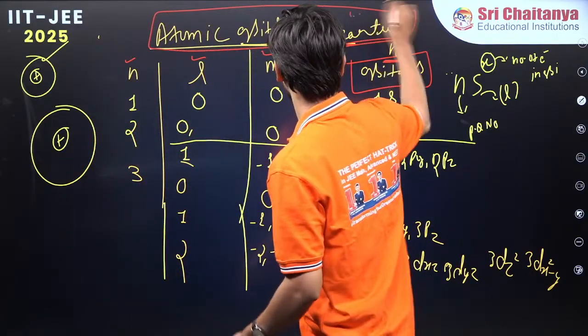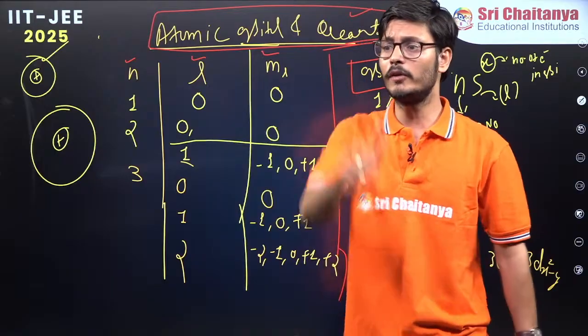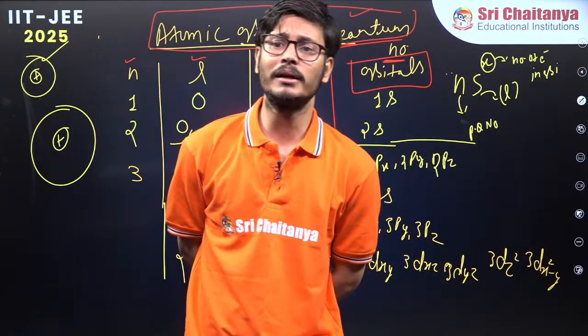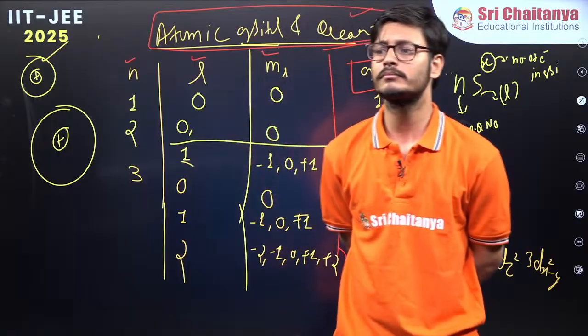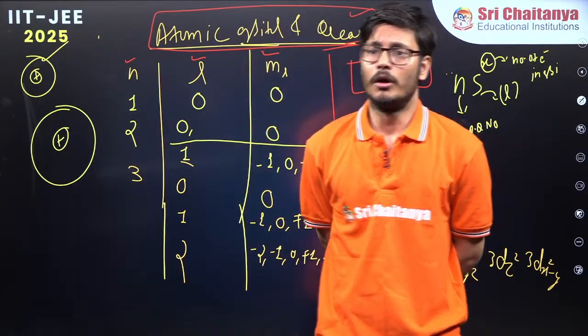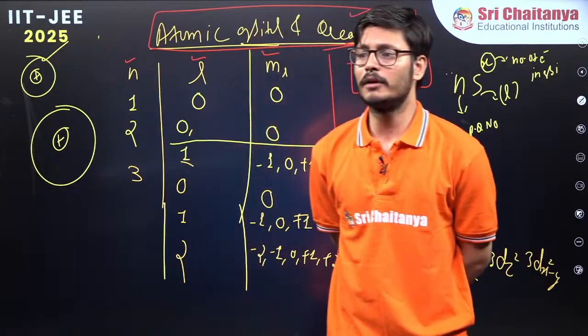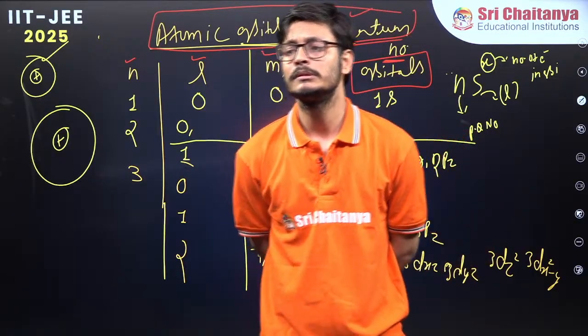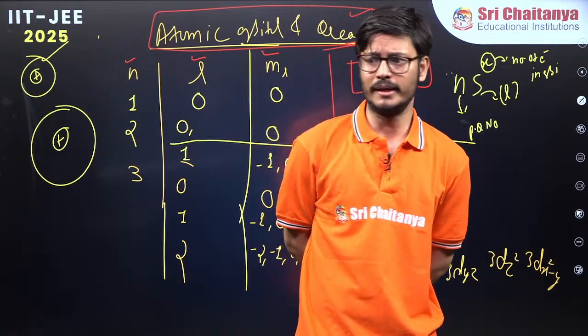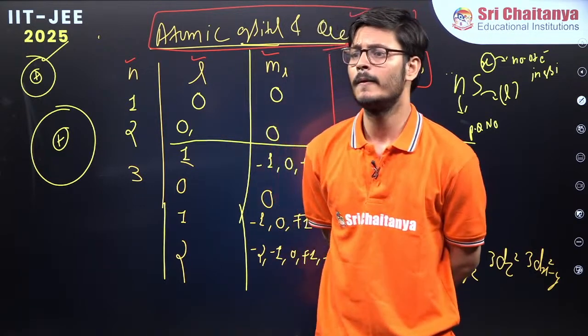Relation between atomic number and orbitals, clear to everyone? Give me a thumbs up, guys. Orbital and quantum number relation clear to everyone? Give me a thumbs up quickly, please. We'll go further.